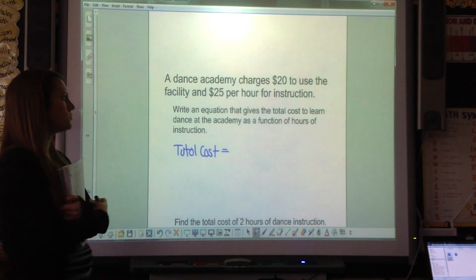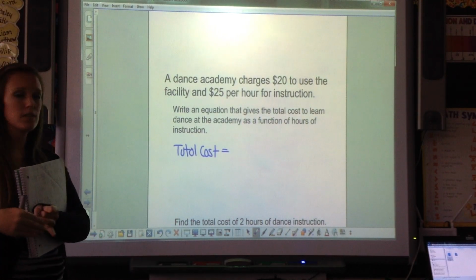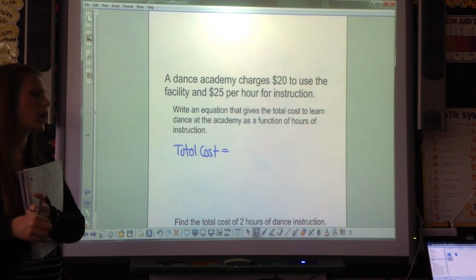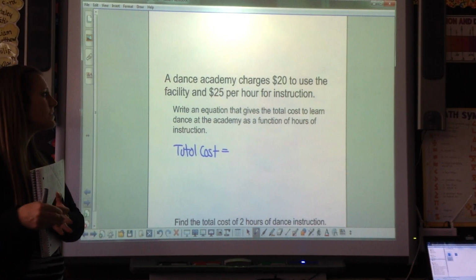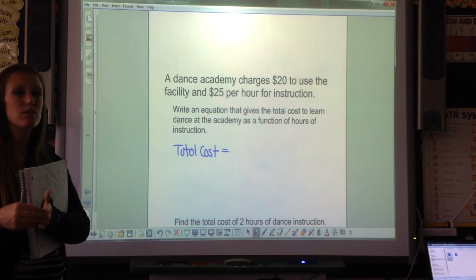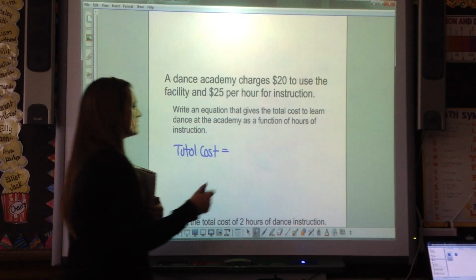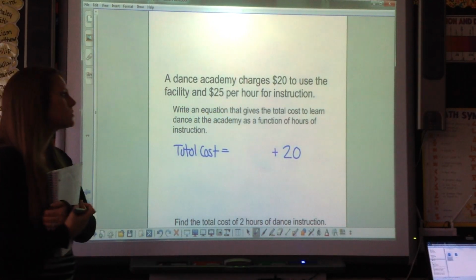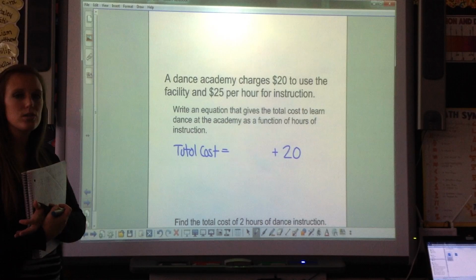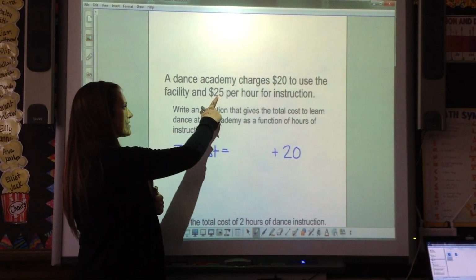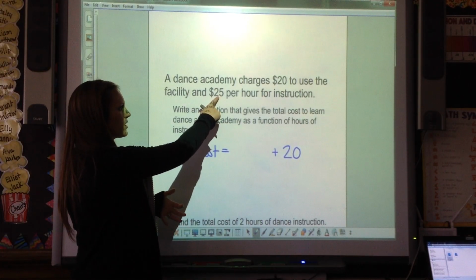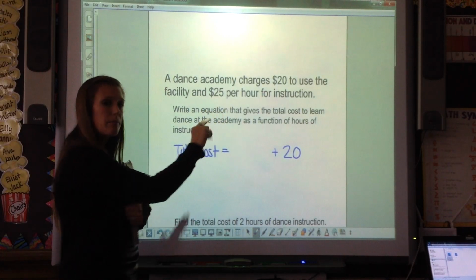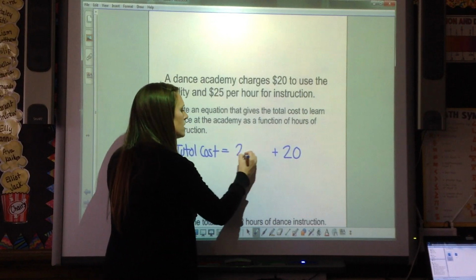We're going to be adding two things. We have to pay for the facility, which is $20, and we have to pay for instruction, which is a per hour charge. That $20 for the facility is never going to change. It's a constant. But depending on how many hours we're learning dance, it's going to change. So if we're in dance class for an hour, we're going to be charged $25. If we're in there for 2 hours, we're going to be charged $50. So you see how I'm multiplying it by the number of hours? That's our rate.